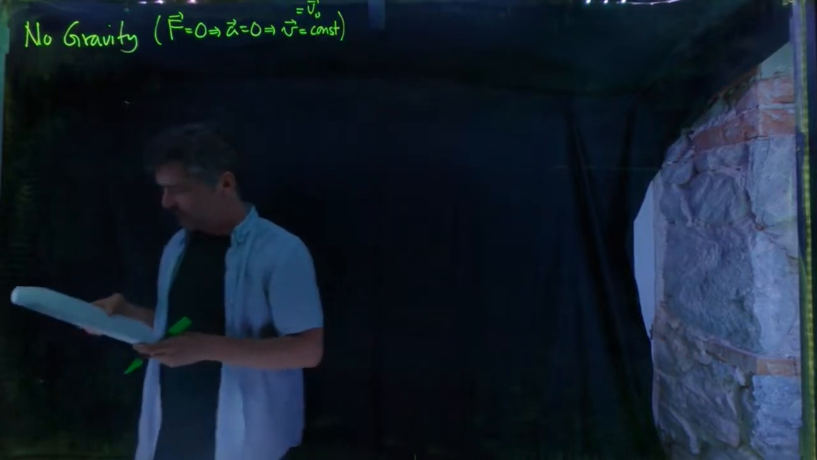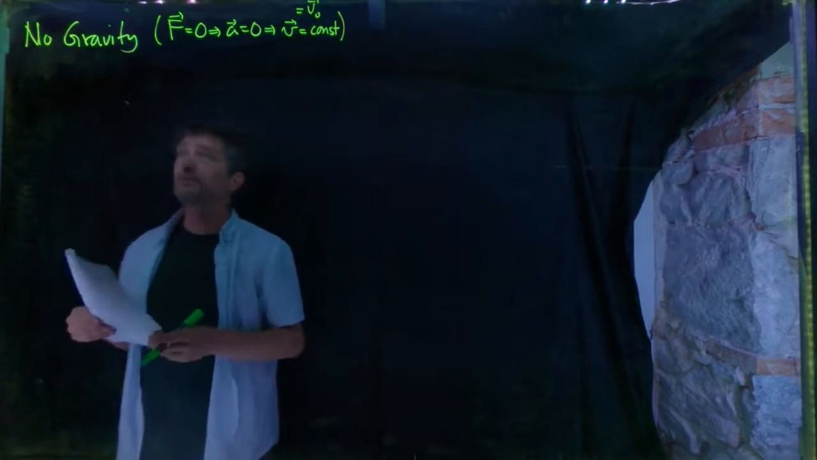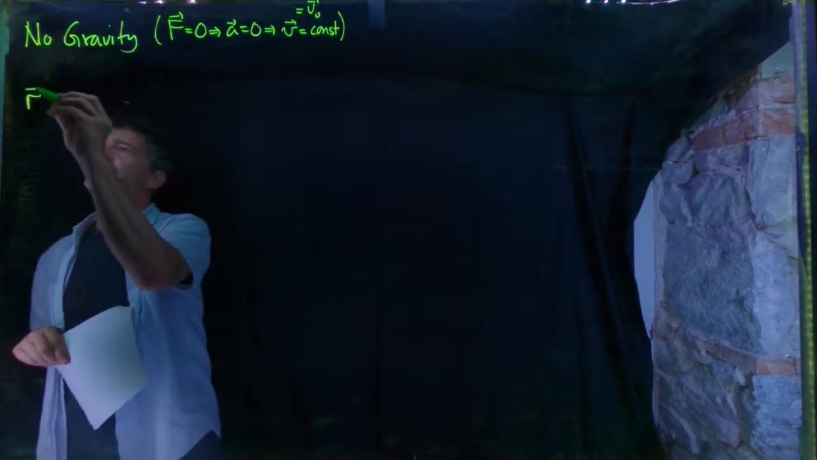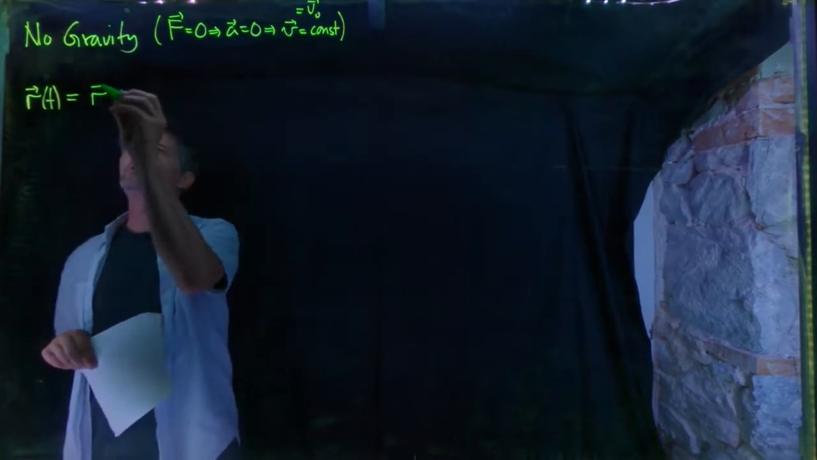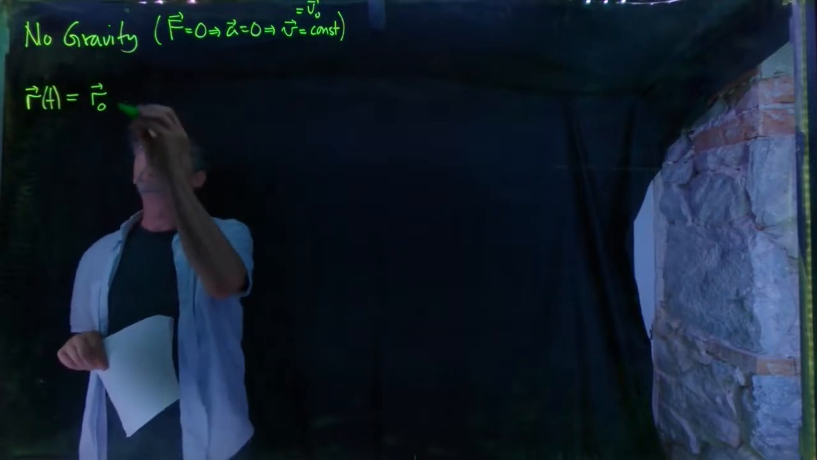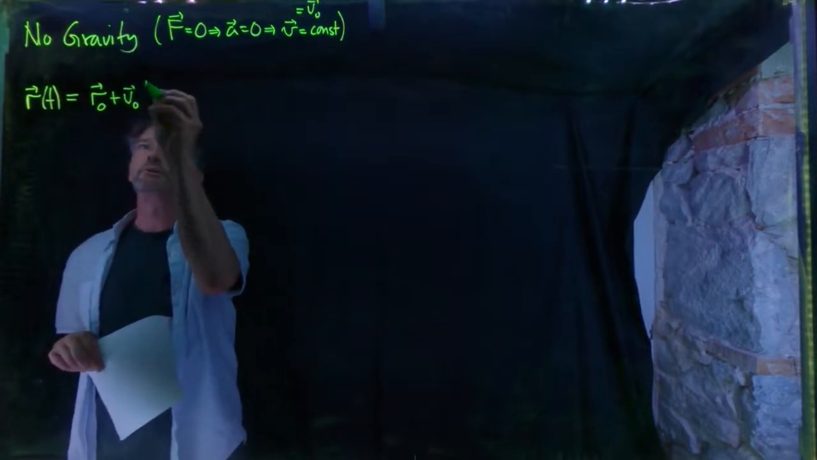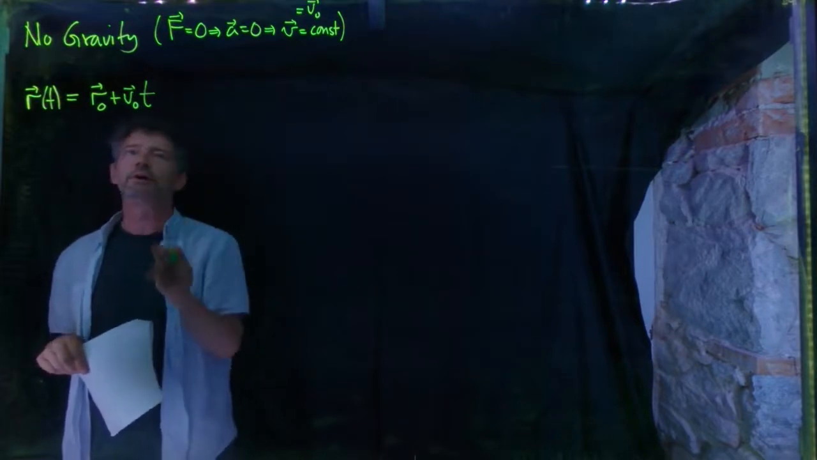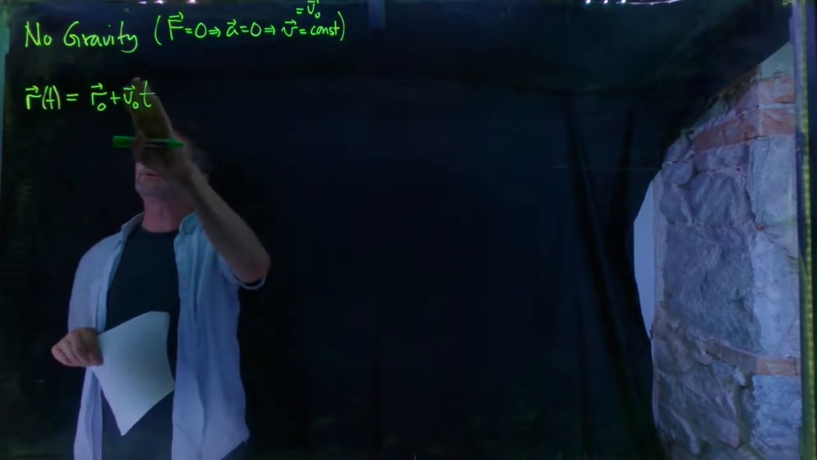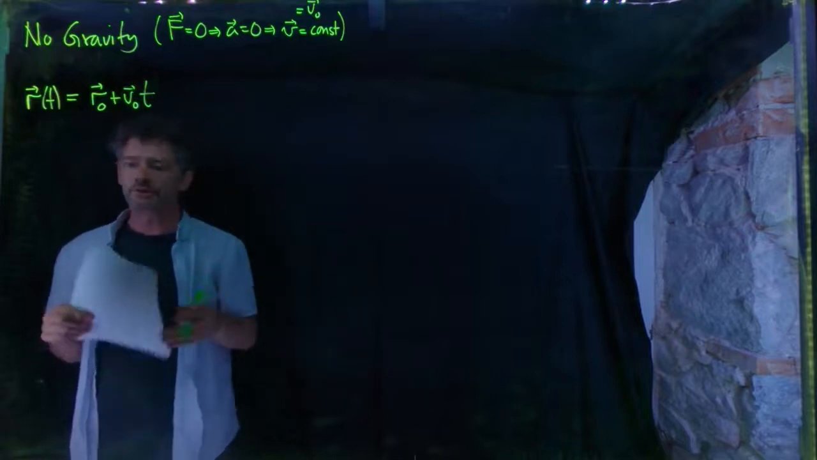Okay, very good. And so we know that kinematically what this looks like is the position vector as a function of time is just going to be the initial position, r0, plus v0 times the time. And we'll suppose that we threw the baseball at t equal to 0. So when t is equal to 0 in this equation, the position vector is just r0.